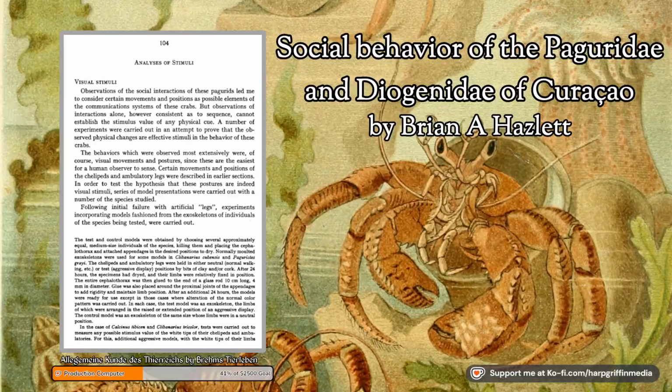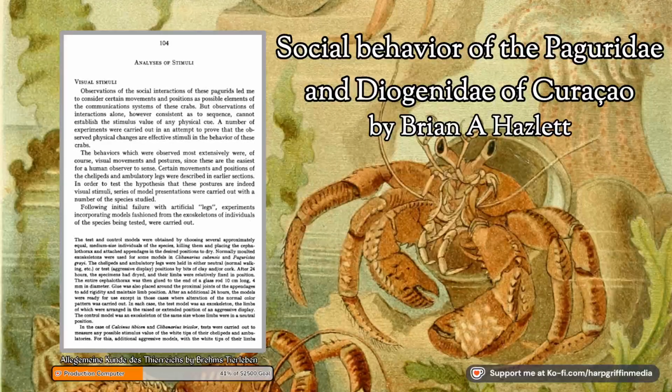The behaviors which were observed most extensively were, of course, visual movements and postures, since these are the easiest for a human observer to sense. Certain movements and positions of the chelipeds and ambulatory legs were described in earlier sections. In order to test the hypothesis that these postures are indeed visual stimuli, series of model presentations were carried out with a number of the species studied. Following initial failure with artificial legs, experiments incorporating models fashioned from the exoskeletons of individuals of the species being tested were carried out.